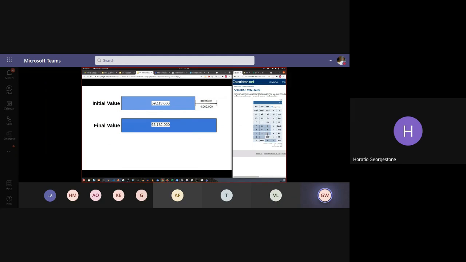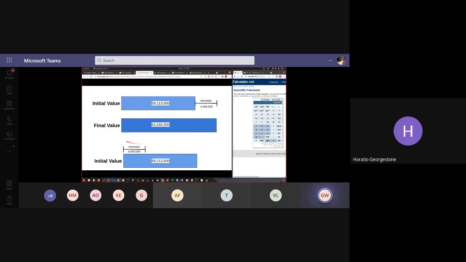But essentially, we just want to do 63,182,000 minus 59,113,000, and that tells us the difference, which is 4,069,000. So we want to work out what is that as a percentage of the initial value.